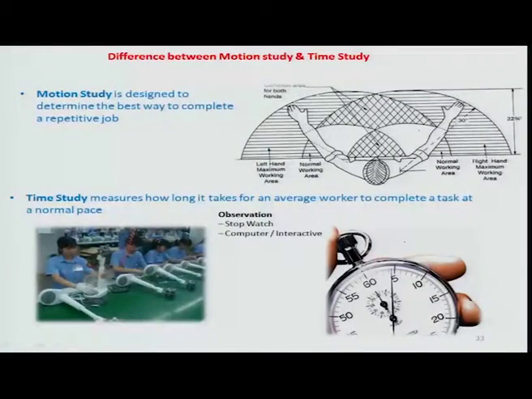So, it is important that time scales be attached to work in that sense. So, what is the basic difference between motion and time study? It is very simple. Let us look at this example here, this schematic here.